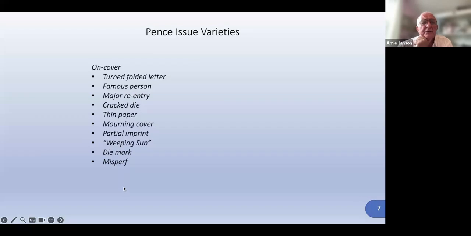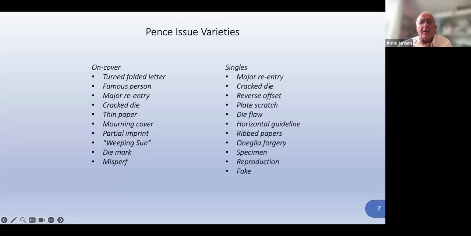In terms of varieties, we're going to look at a whole bunch of different varieties. The turned folded letter, a famous person, the major reentries, cracked die, thin paper, mourning cover, partial imprint, weeping sun, die mark, and misperf. Those are ones on cover. And we'll look at some singles. Again, major reentry, cracked dies, reverse offset, plate scratch, die flaw, horizontal guideline, different kinds of papers. The Oneglia forgery, this is an interesting one. I'll spend a little more time on that one when we get there. Specimens, reproductions, and fakes. So those are the scope of varieties.